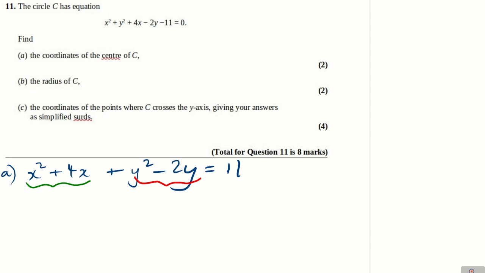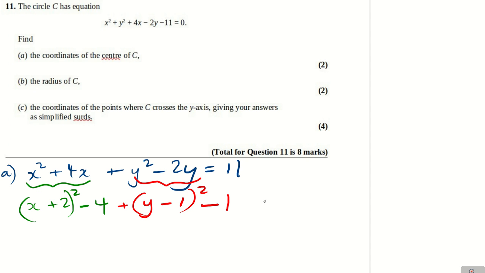Okay, now if I do it for x, if I halve the 4, that gives me x plus 2 all squared. However, that's going to give me an extra 2 squared or an extra 4, which I don't want, so I'll take that away. Then I'll do a similar thing for y minus 1 all squared. That's going to give me my y squared minus 2 lots of y. It's also going to give me a plus 1, because minus 1 squared is plus 1, which I don't want, so I subtract 1.